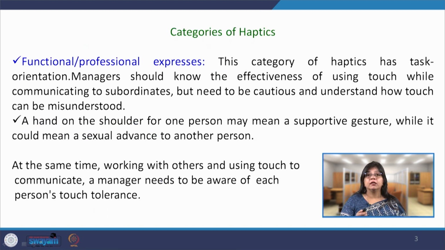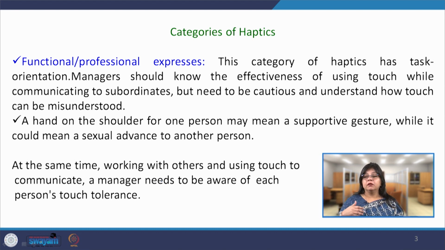If we talk about the categories of haptics, let us begin with the professional or functional expressions. Through the sense of touch, how do we convey messages at workplaces and how is it perceived? This category of haptics has task orientation. We pat our co-workers on the back for a good performance, and that message is motivation and encouragement. That is simply the touch that a person perceives or interprets, and it carries a very effective message to the other person. At the same time, it can take a very different form.